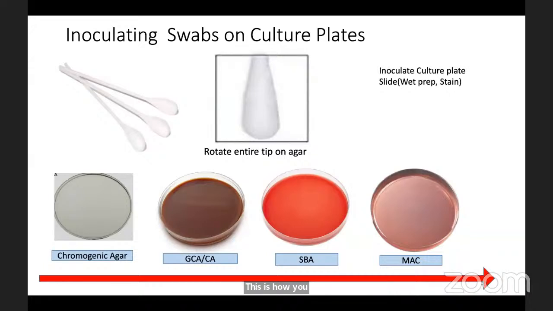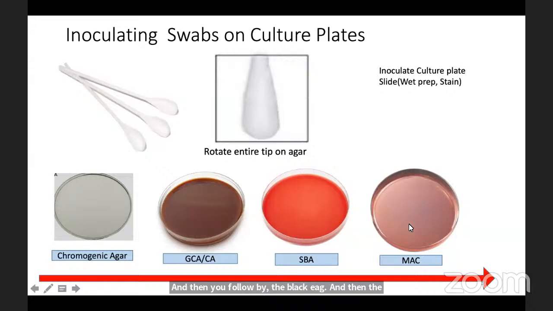You start from the enriched to the less, or the more nutritious to the less nutritious plates. Okay, the more nutritious to the less nutritious. So if you have a chromogenic agar, you can start with that because it is very sensitive and specific. Let's say you have BA, CA, McConkey, three plates. Always plate the CA first. And then you follow by plating the blood agar and then the McConkey agar.